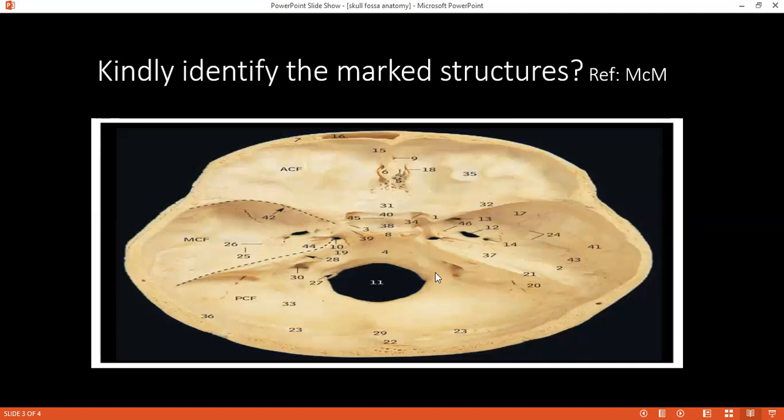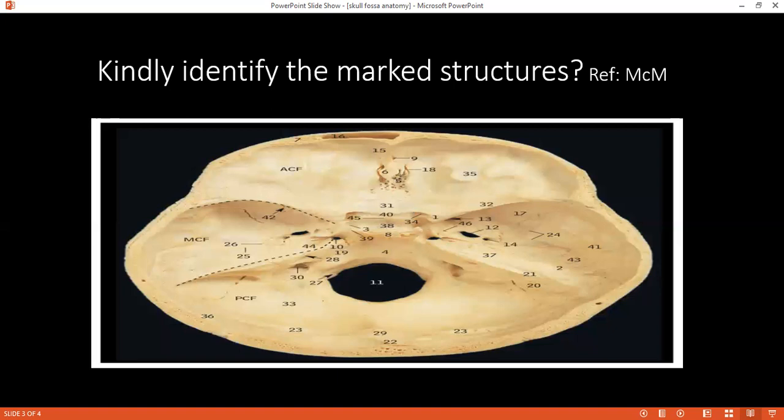If you can identify this number 12. Okay, number 12 is foramen ovale. What passes through it? The contents that pass through the foramen ovale include the otic ganglion, the mandibular division of the trigeminal nerve, the accessory meningeal artery, the lesser petrosal nerve, and then the emissary vein from the pterygoid plexus to the cavernous sinus.